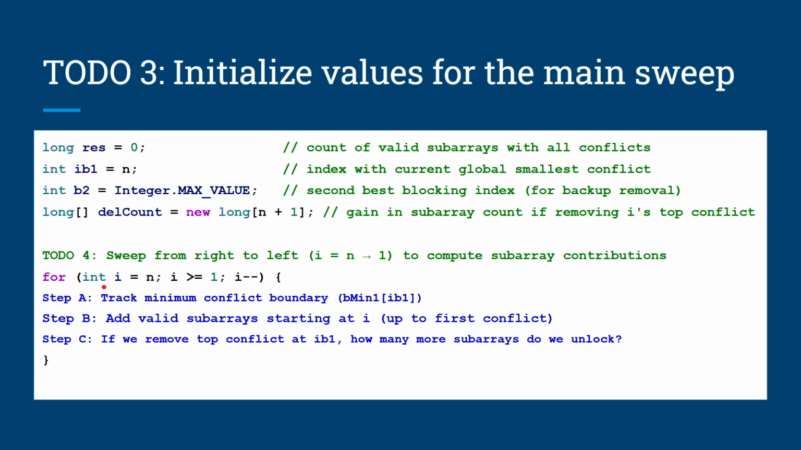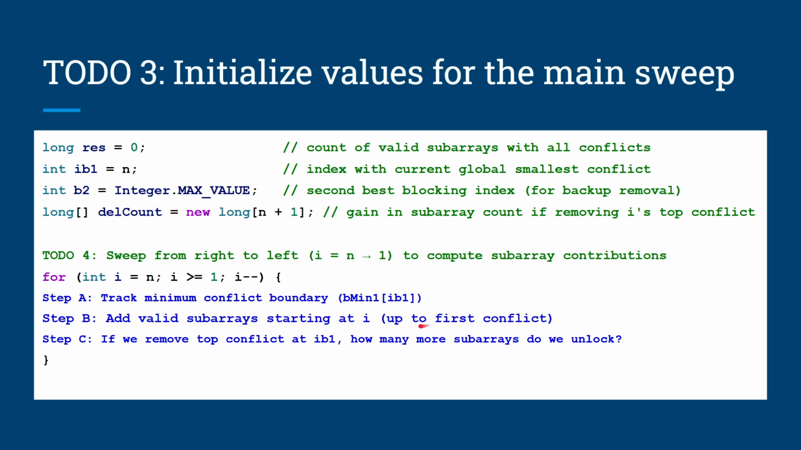So for example, int i is equal to n minus 1, and we'll go while i is greater than or equal to 1, and i minus minus. We have to update these three steps. Step 1, we'll track the minimum conflict boundaries. Then step B, we'll add the valid subarray starting at i.